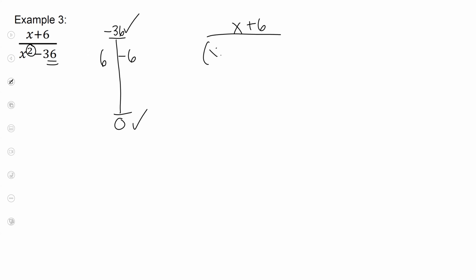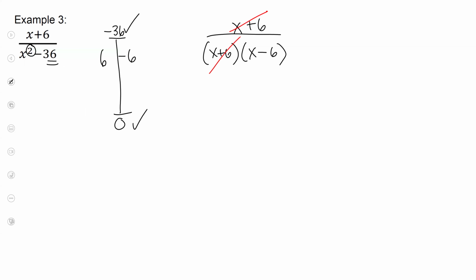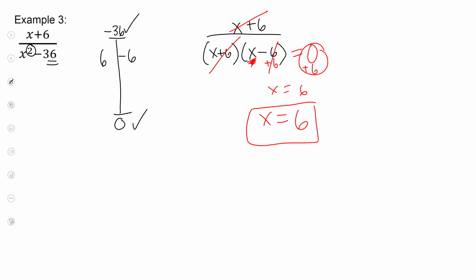I'll have x plus 6 and x minus 6. The hard part's over. That cancels out. Set this equal to 0. So what's your answer? x equals 6. If you don't know how I got x equals 6, we just add 6 to both sides. So x is equal to 0 plus 6. Okay? That's it. All right, next example.